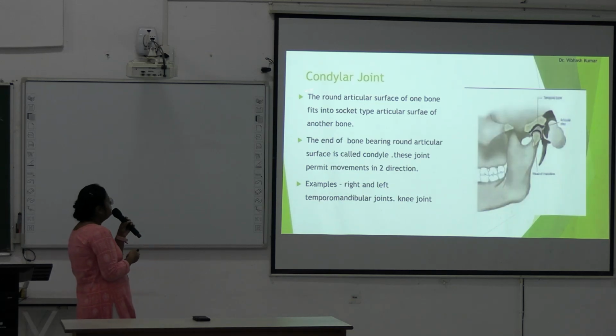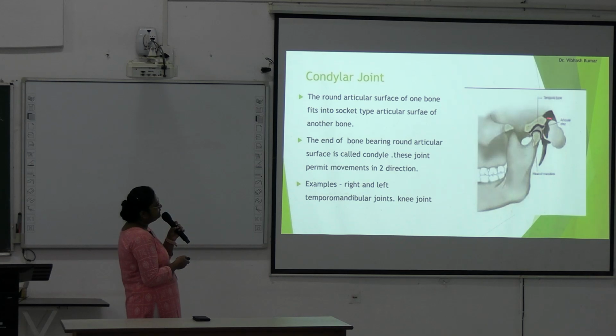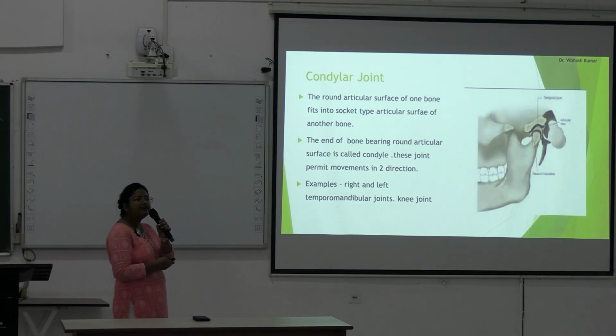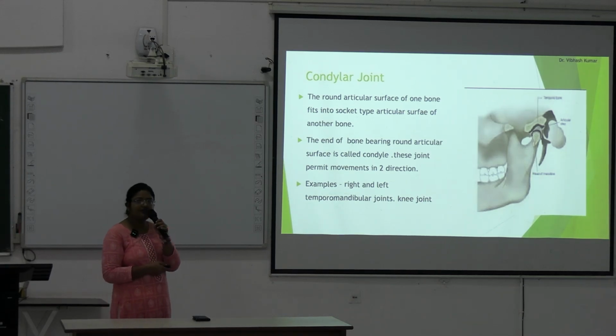Next is the condylar joint. Here, this is the condyle of the mandible, articulating with the mandibular fossa of the temporal bone, forming the condylar type of temporomandibular joint. It is one example of a condylar joint.